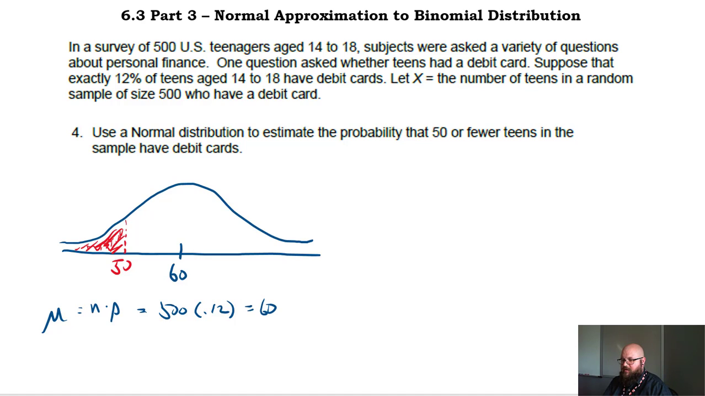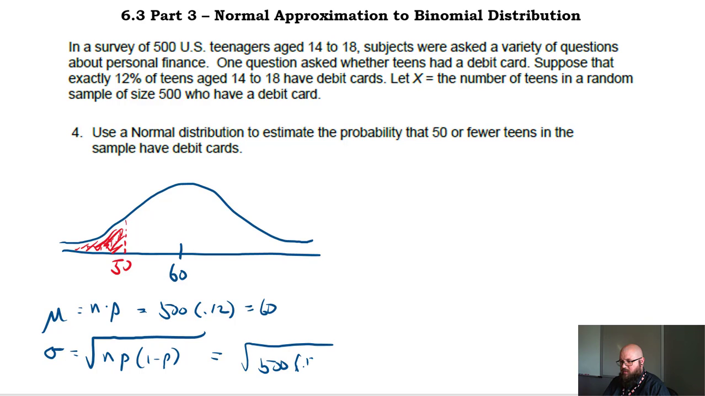Well, to find our standard deviation, we use that equation we dealt with: the square root of n times p times 1 minus p. So we would simply take the square root of 500 times 0.12 times 0.88. And that should come out to give us 7.27.